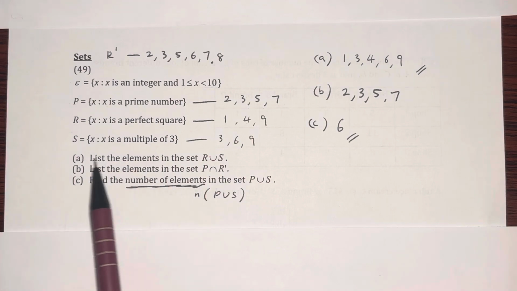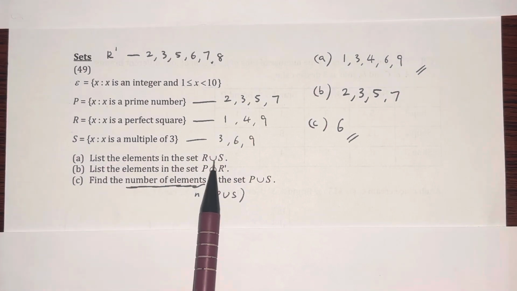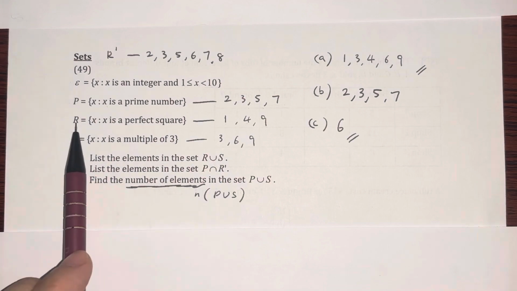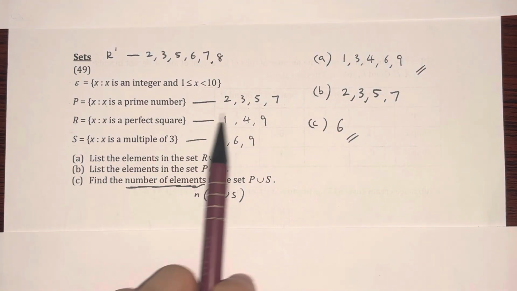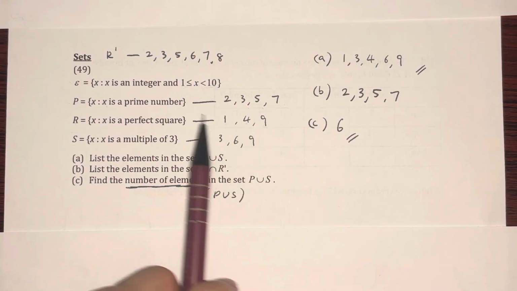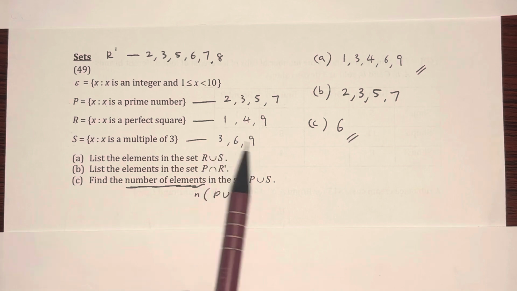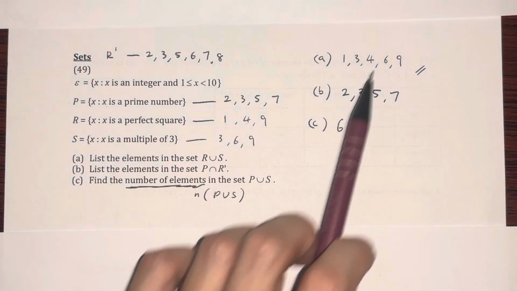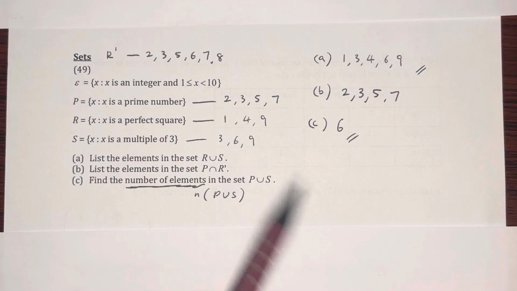Okay, so first thing we're going to do is, I want R union S. So it's R union S, so basically all these numbers combined together. So it's 1, 3, 4, 6, 9 here. You don't write 2 nines. In sets, every number can only appear once.